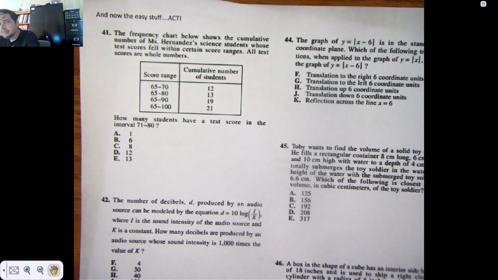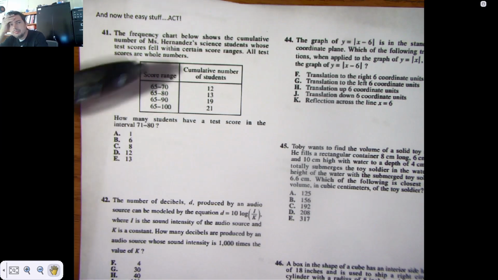All right, what do we have here? We have what's called a frequency chart. So we have a chart because kids love charts. It shows the cumulative number of Mrs. Hernandez's science students whose test scores fell within certain score ranges. All test scores are whole numbers.